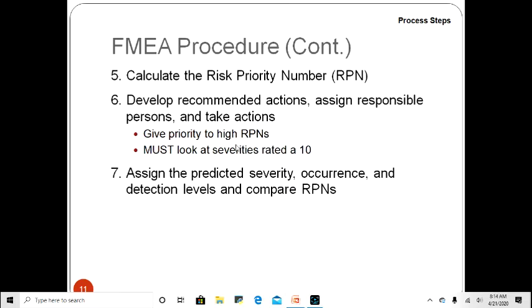Severity is rated on a 10 scale, and 10 is the highest. Whatever is rated 10 for severity will be looked at first, and immediate action taken so that the severity is reduced and the risk priority number comes under control. Then assign the predicted severity, occurrence and detection levels and compare the RPN. You again change your actions, recalculate your RPN and see whether it is in control or not.